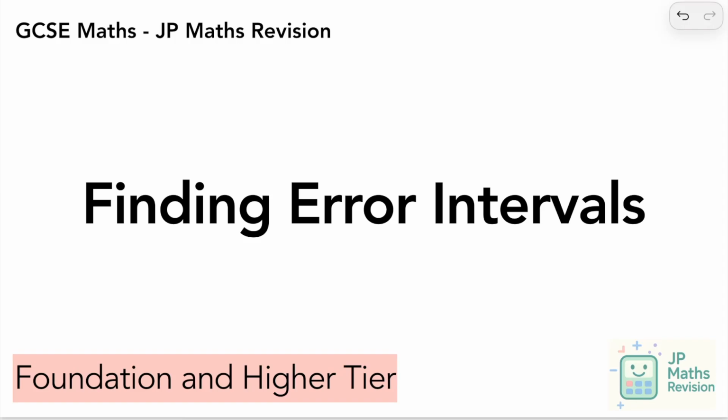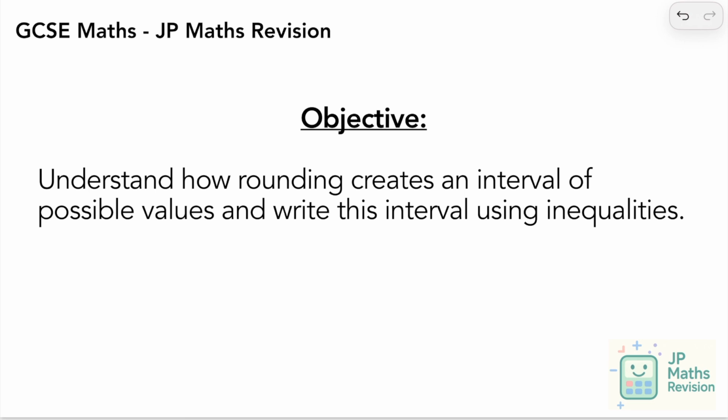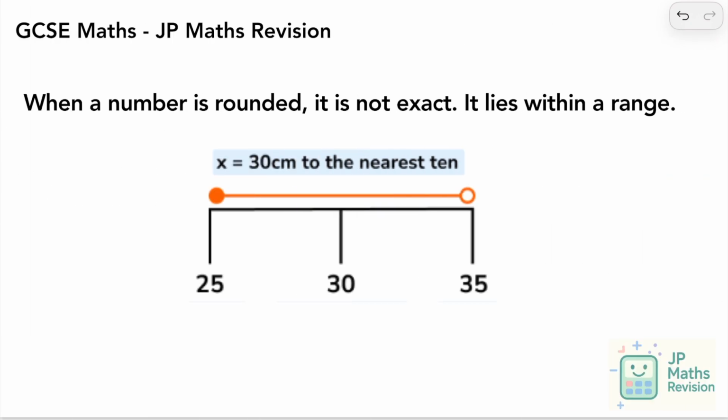Hello, in this video we're going to be finding error intervals. So the objective here is to understand how rounding creates an interval of possible values and to write this interval using inequalities. So when a number is rounded, it is not exact, it lies within a range.